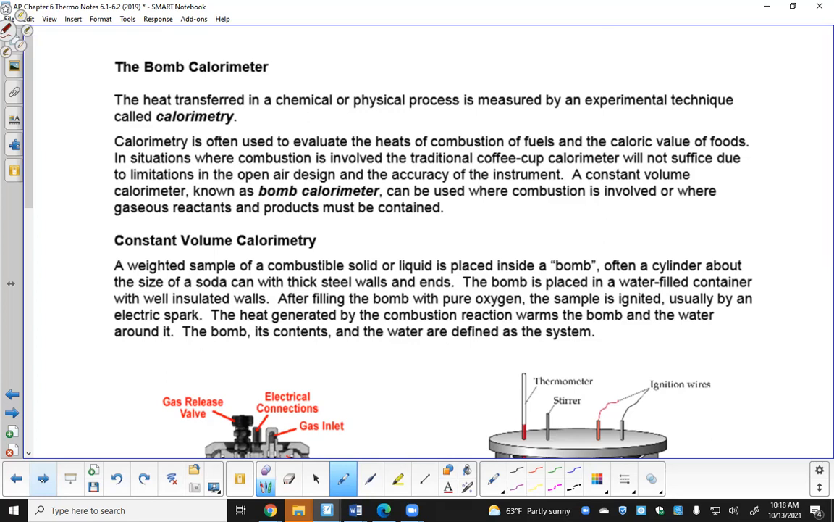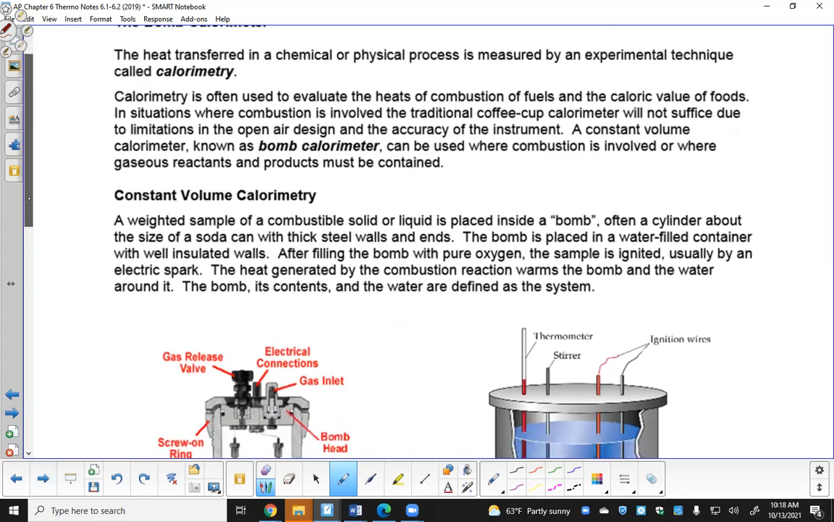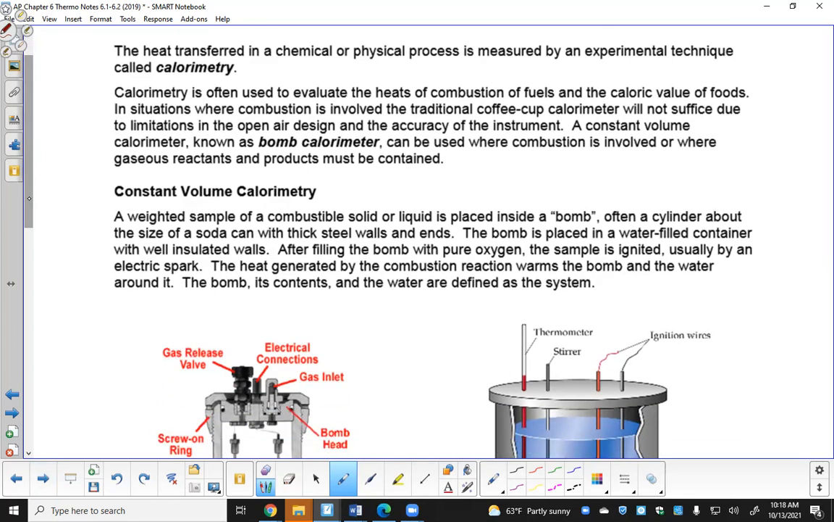So a bomb calorimeter sounds pretty exciting, but it's just a fancier version of a calorimeter. You can imagine that there are not a lot of coffee cup calorimeters going around in science labs. They're not going to be going around with their styrofoam cups trying to look all scientific. They have professional grade calorimeters, which they call bomb calorimeters. The heat transferred in chemical and physical processes is measured by an experimental technique called calorimetry. We already know that from yesterday. Calorimetry is often used to evaluate the heat of combustion of fuels and the caloric value of foods.